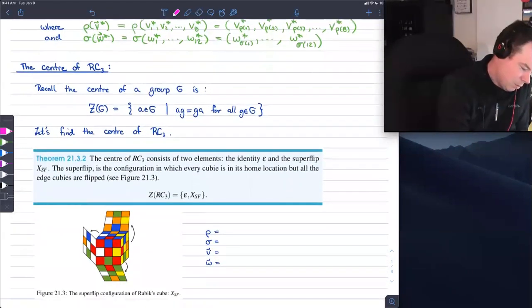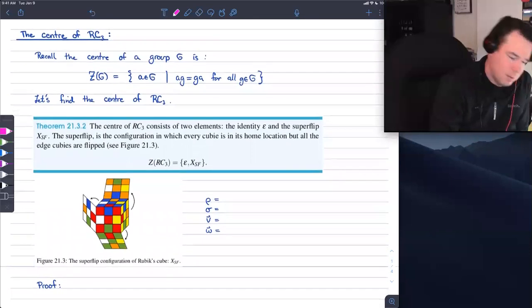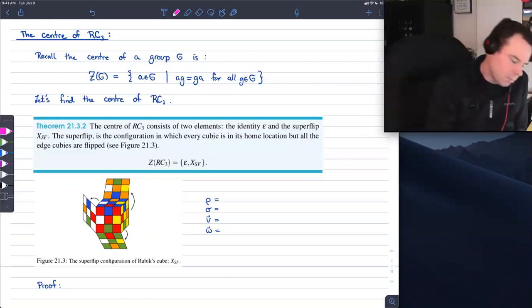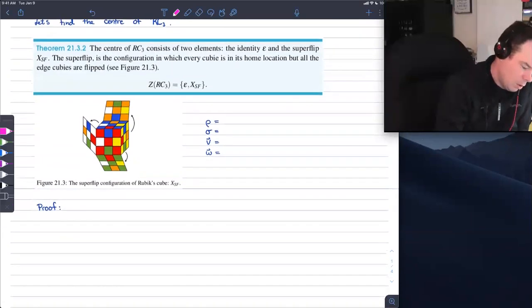I'm actually going to show that the super flip is the only thing that commutes with every other element of the Rubik's Cube, thereby establishing the proof that the super flip has this property without having to rely on a computer to do the calculation for me. We can do this by hand. So I'm just doing a recall. Recall the center of a group is denoted by capital Z of G, and it's just the set of all A in the group such that A commutes with every other element of the group. So AG is GA for all elements G of the group. So let's find the center of the Rubik's Cube group.